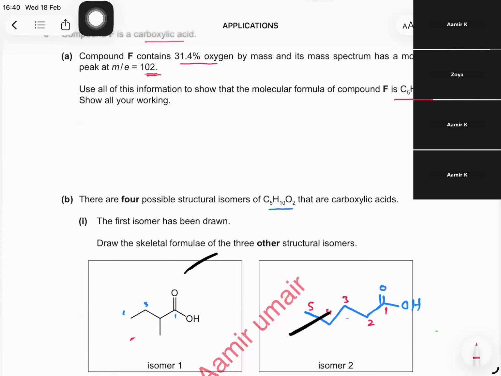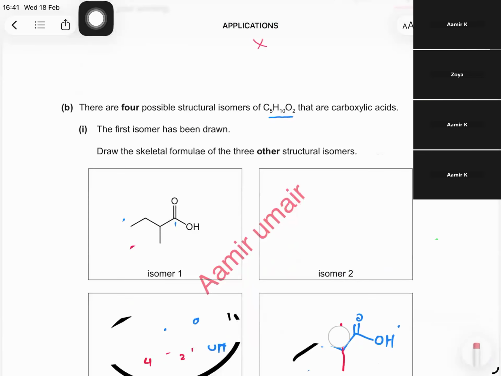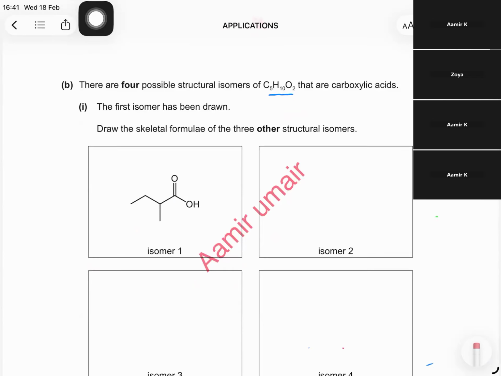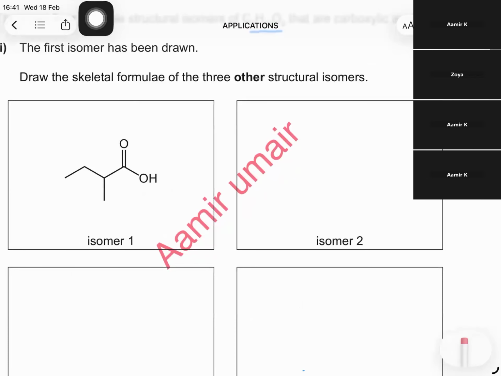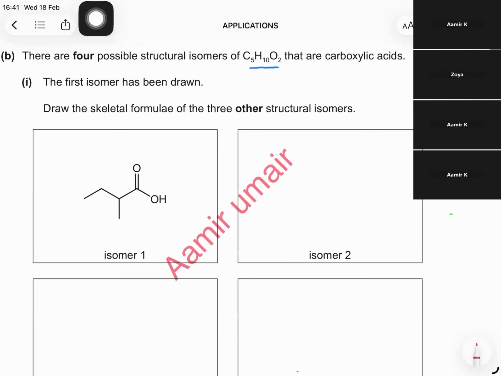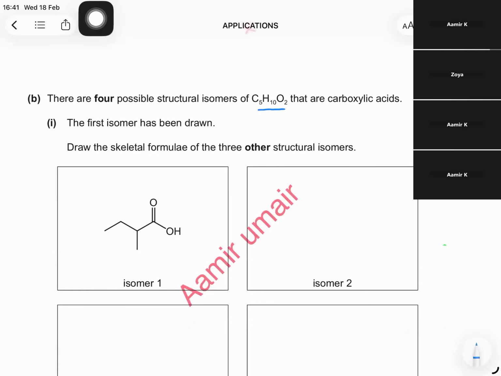You remember we have to use the empirical formula and the mass peak, so we are not going to do this here. We come to this question, right? He's asking us first to draw the four possible structural isomers which are carboxylic acids. The first isomer has been drawn here. Draw the skeletal formula for three other isomers.